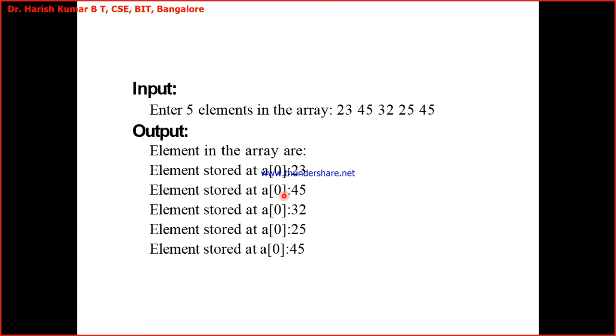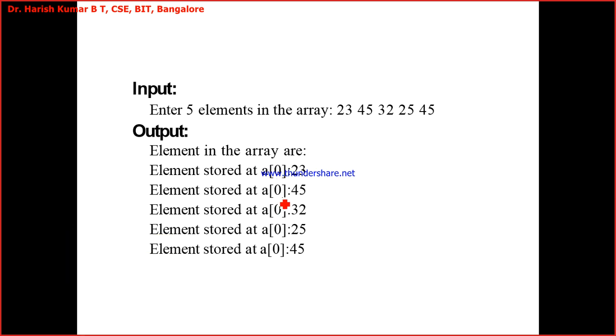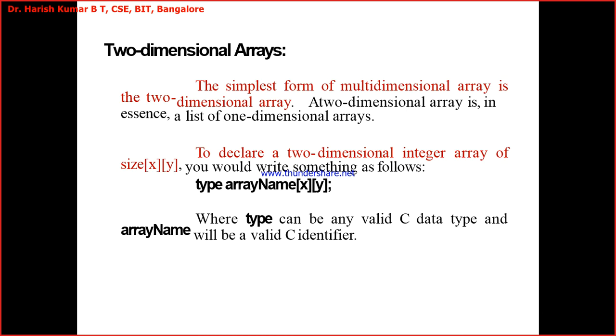Oh, sorry, mistake here. These are not all zeros, sorry. Let me take a pen and update it. So, this is 0, but this is not 0, this is 1, and this is at the index 2, and this is at the index 3, and this is at the index 4. This is how they get stored.